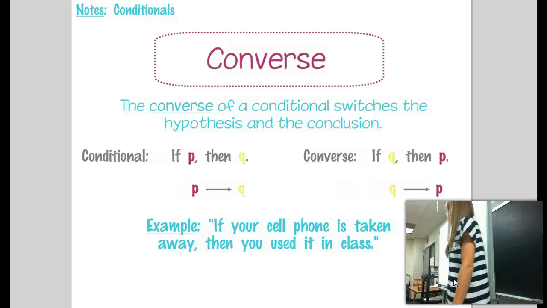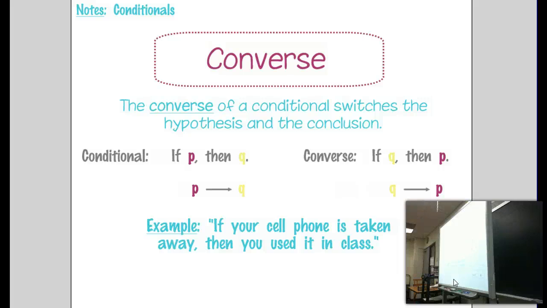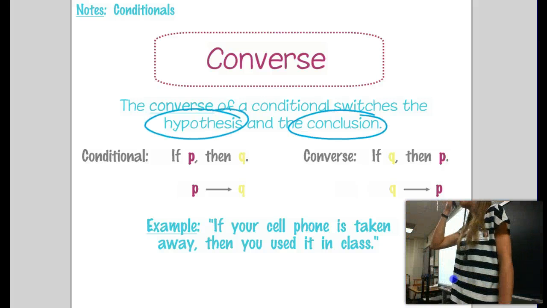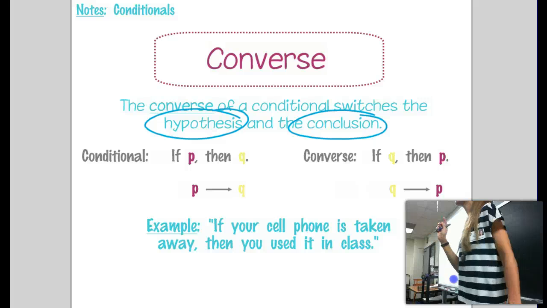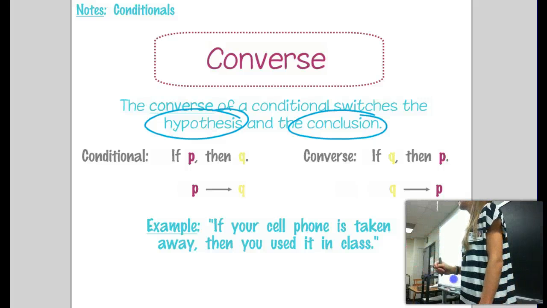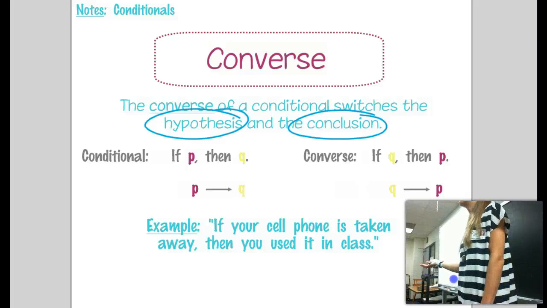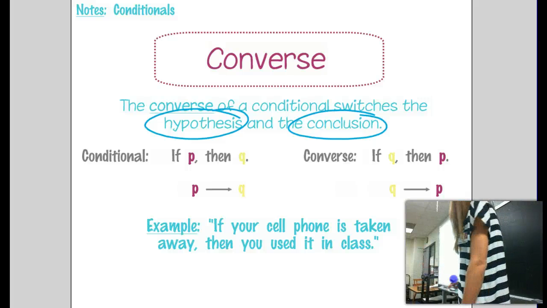Did y'all fill it in? What word did it want you to put? Converse. Switches the hypothesis and the conclusion. Those are the words you're writing. They trade places. If it is cloudy, then it will rain. The converse is, if it rained, then it was cloudy. They just switched places.